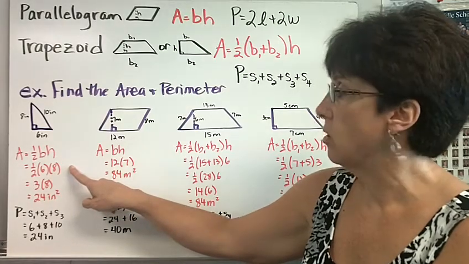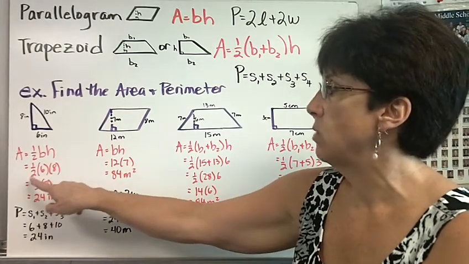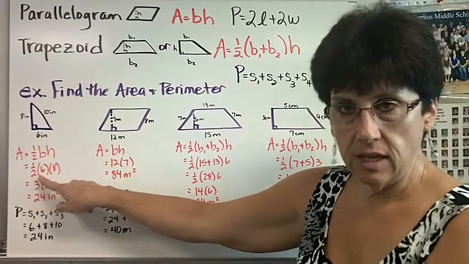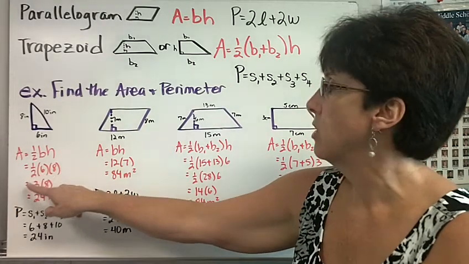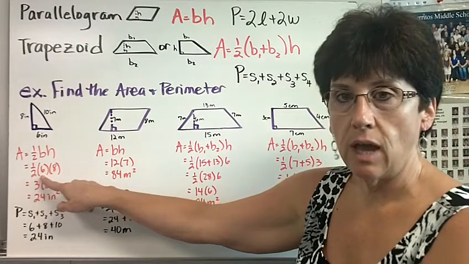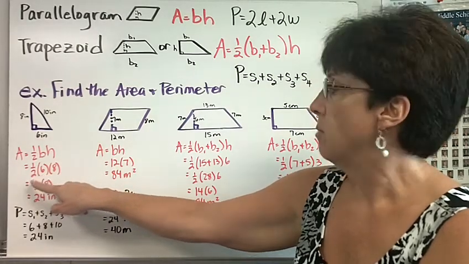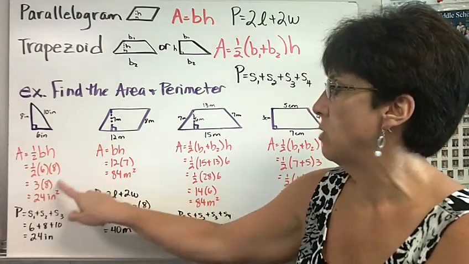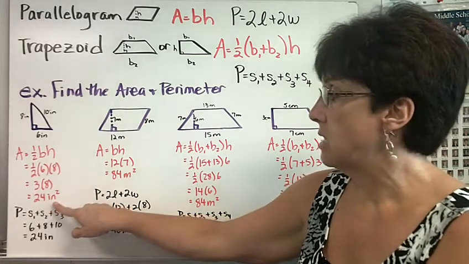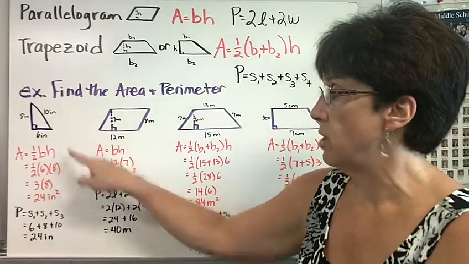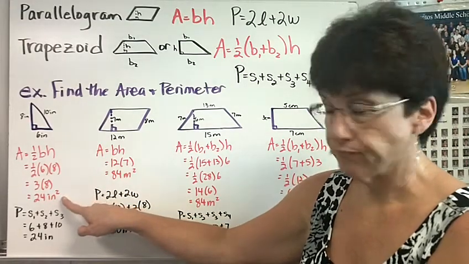But I'm going to show you the work. So what I did was 1/2. I think it's easier to multiply smaller numbers. So I did 1/2 of 6. I could have done 1/2 of 8, but I did 1/2 of 6 is 3, and then 3 times 8 is 24. And in the area, it's always inches squared, whatever the measurement is squared, okay?